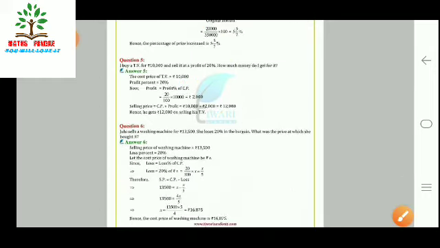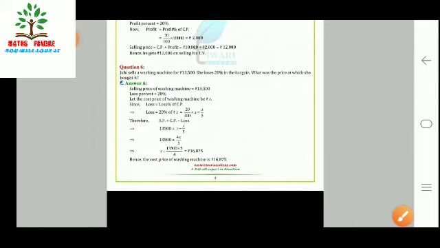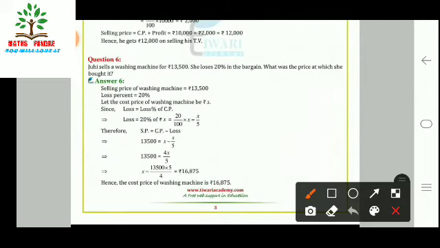Now moving towards the next question. In question number 6, we have Juhi sells a washing machine for rupees 13,500. She loses 20% in the bargain. What was the price at which she bought it? So the selling price of the washing machine is 13,500. Loss percent is equal to 20%.